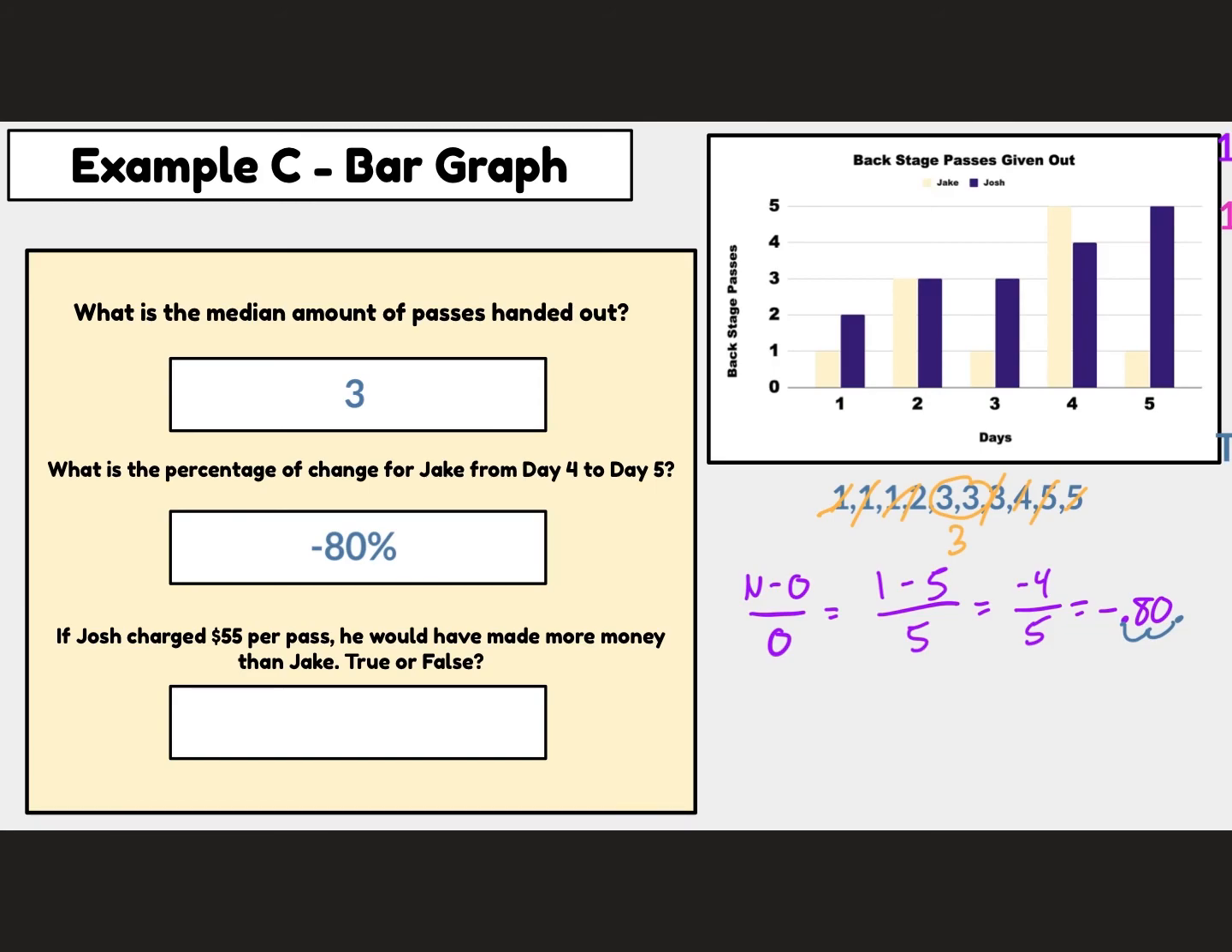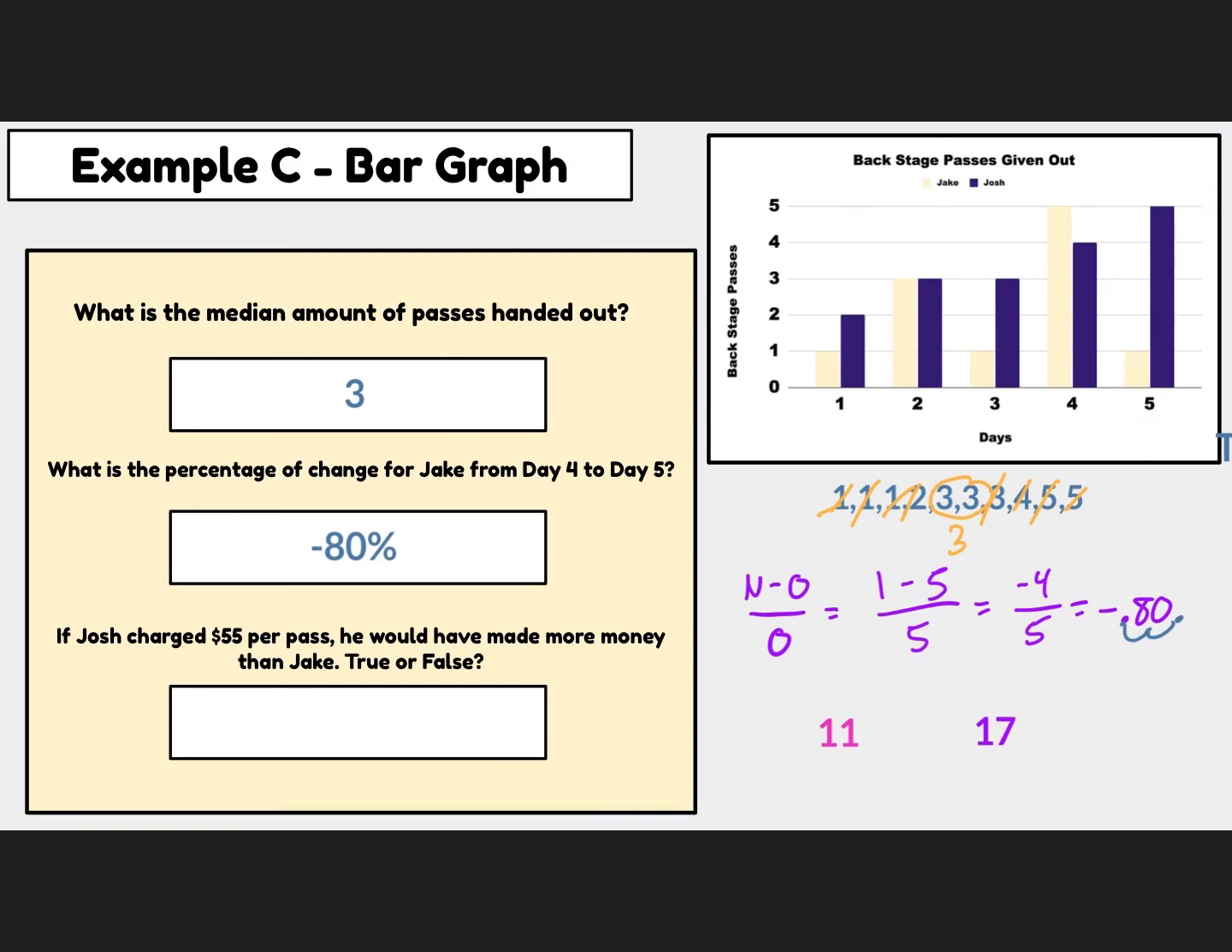The last question asks, if Josh charges $55 per pass, he would make more money than Jake, true or false. So in order to figure that out, we need to add up the number of passes that Josh handed out, the number of passes that Jake handed out, sold in this particular case. So we're going to add up all of the ones that Jake sold. So 1 plus 3 plus 3 plus 5 plus 1. And in that case, he's going to end up with 11 passes. And Josh, we're going to add up his 2 plus 3 plus 3 plus 4 plus 5. And he's going to have 17 passes.